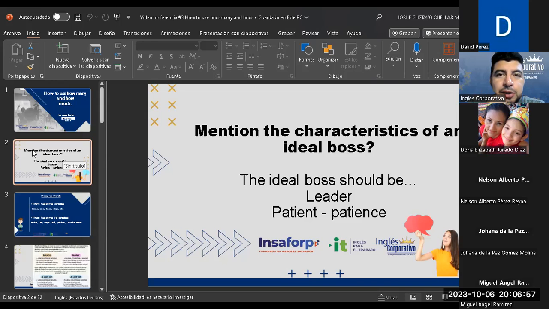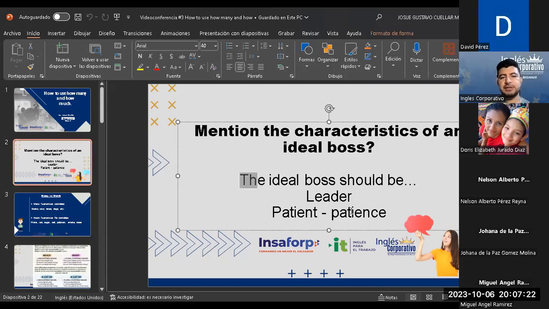Because I know that maybe you have had experiences in different jobs. Han tenido diferentes trabajos, so different bosses, supervisors, coordinators, diferentes jefes, gerentes, coordinadores. Pensemos cómo se debería ser. Okay, so here vamos a trabajar siempre en el chat.